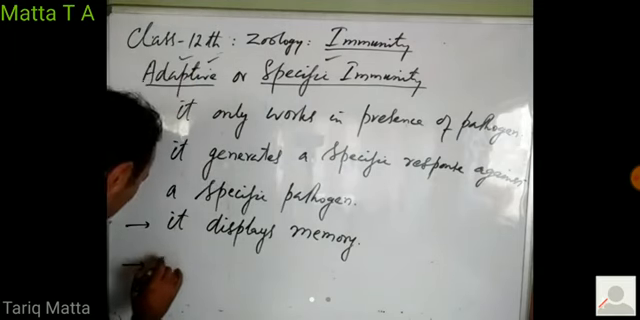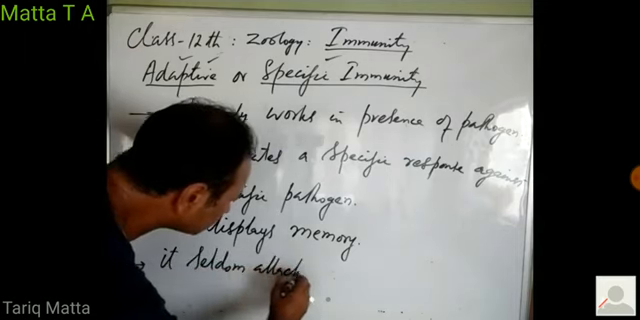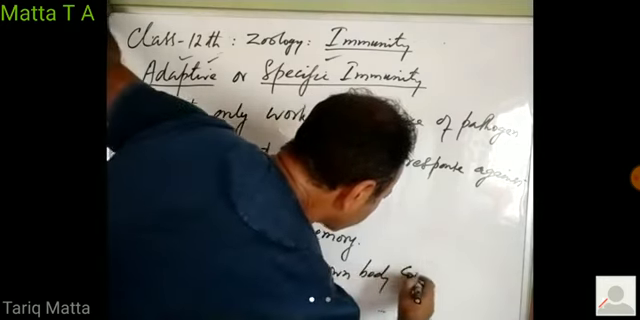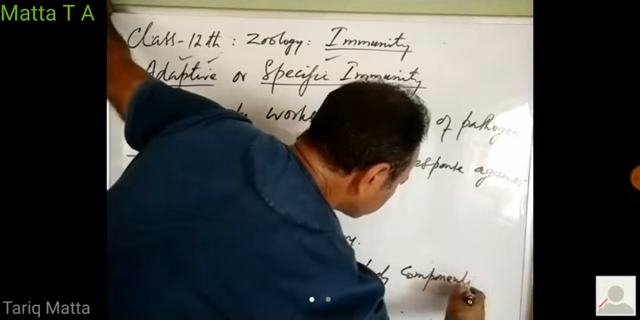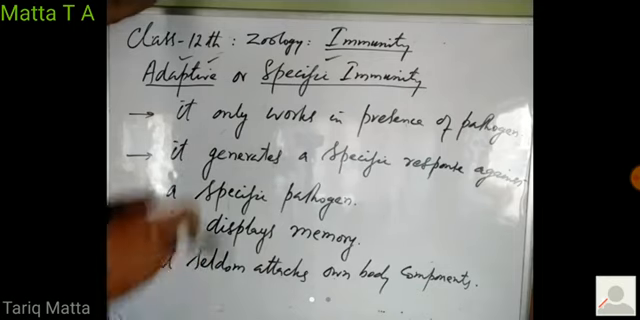The fourth distinguishing property of this system is that it seldom attacks own body components. Generally, it doesn't attack our own body organs, but sometimes it goes berserk. Something wrong happens with this immune system. At that time, it starts attacking our own body organs. For example, you might have heard about the disease rheumatic heart. In that, our own antibodies recognize our heart valves as pathogen and start destroying it.